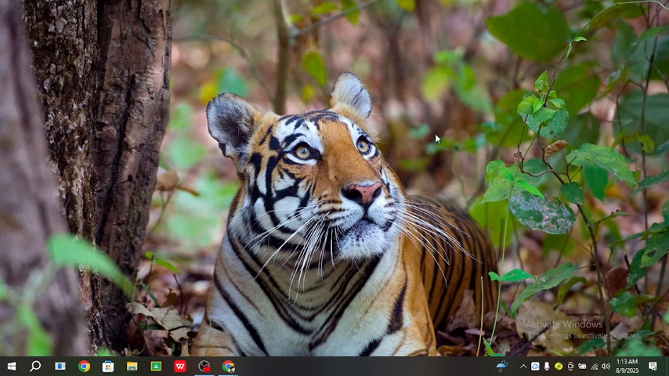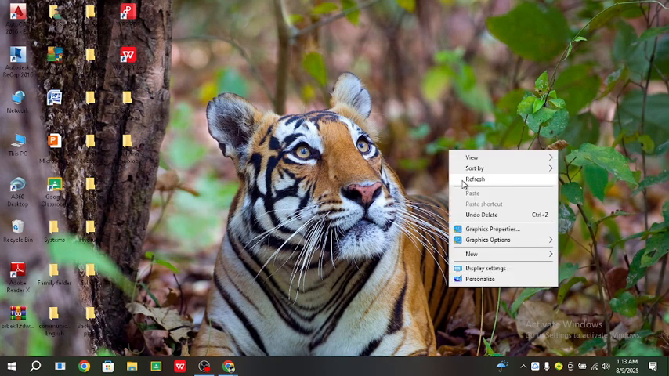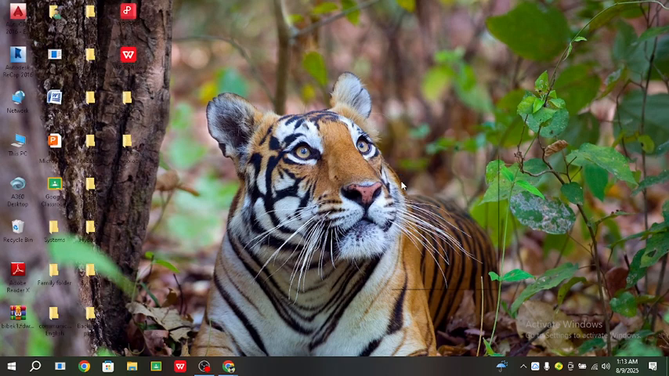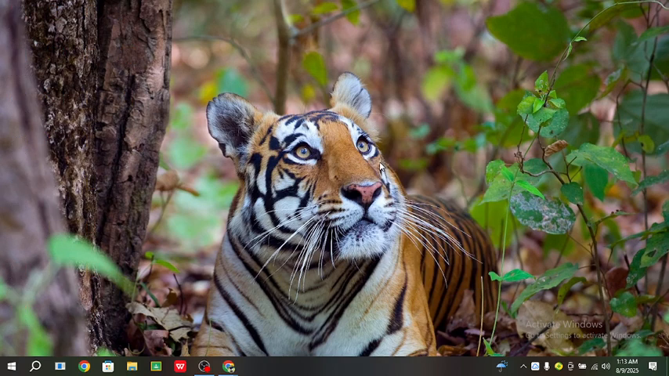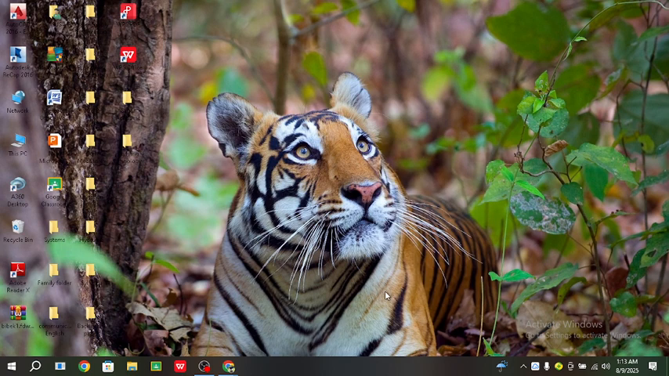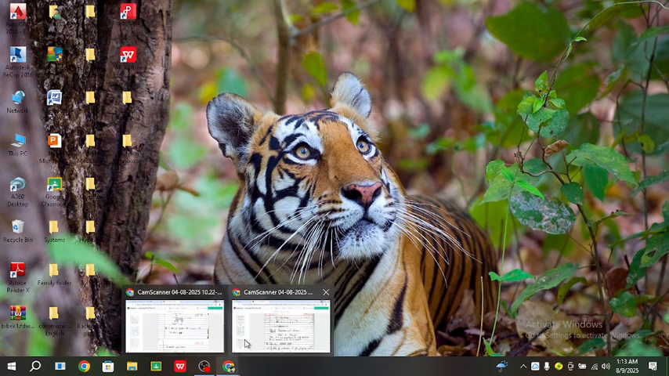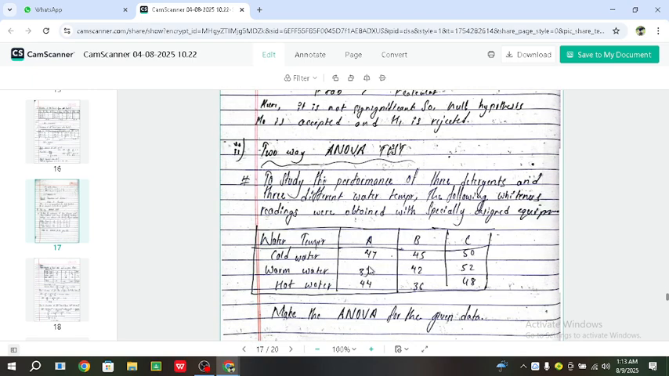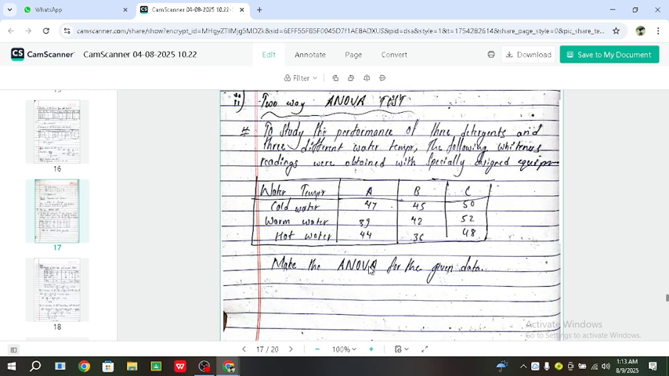Last time we discussed the one-way ANOVA test. Today we are discussing the two-way ANOVA test, which is the same as one-way, but it is too lengthy. If an optional question comes on this, don't try it because it will take too much of your time. Let it be. Now our topic is the two-way ANOVA test.